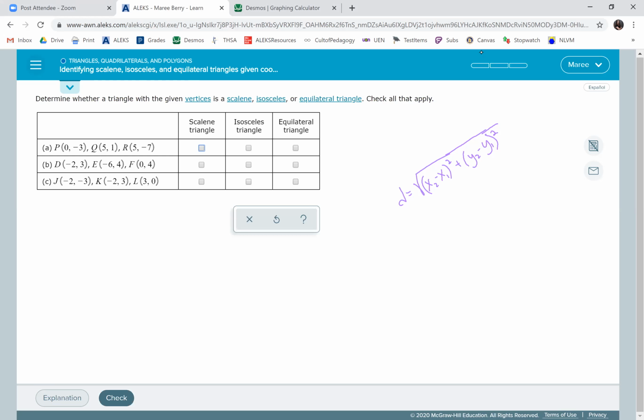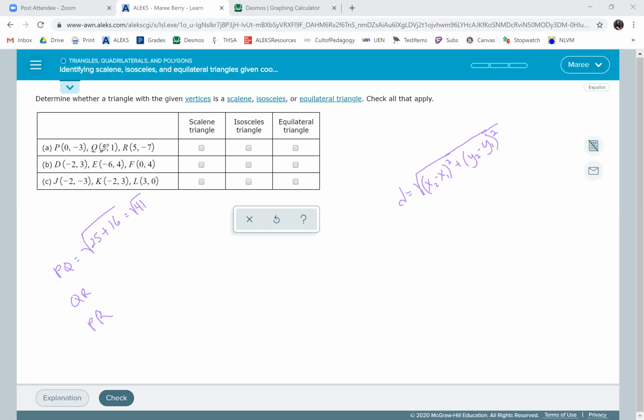Okay, so I am going to find the distance between PQ, QR, and PR. By the way, if I do not put the line above it, it is telling me what the length is. So PQ is equal to, I'm going to find how far apart the x's are. This is 5 squared, which is 25. The y's are -3 to 1, which is 4 apart, squared is 16. So 25 and 16 is 41.